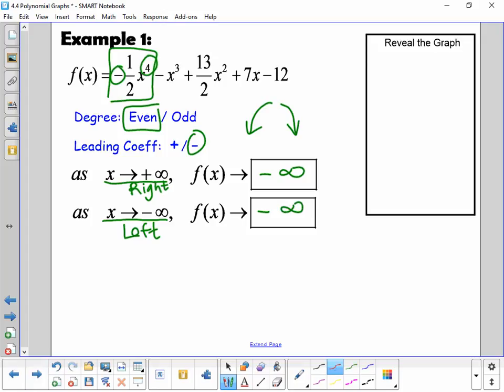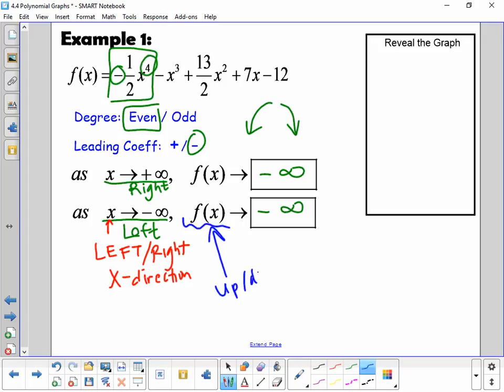So remember, when it talks about the x part of it, this is talking about left or right. That's in the x direction because it's the x. And the f of x part of it is talking about the up or down, and that's in the y direction.